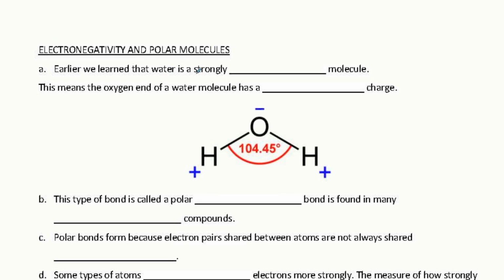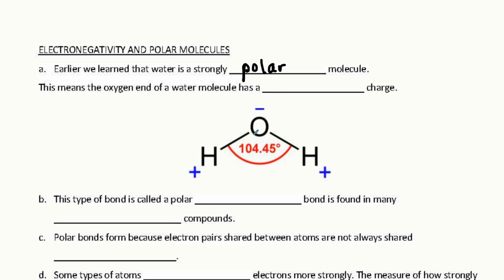Okay, so this is going to tie back a little bit to the properties of matter unit, but we will go through and re-explain the concepts that we need from that unit. So we learned that water is a strongly polar molecule. What polar means is that there's a separation of charge within the molecule. Don't worry too much about this 104.45 degree angle here. What's most important is that we've got a negative end to a water molecule and a positive end to a water molecule.